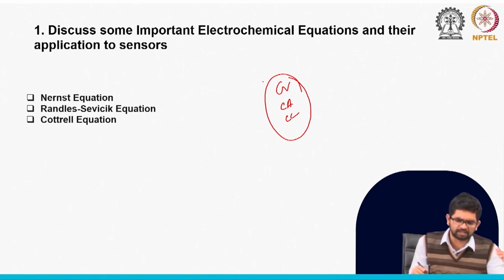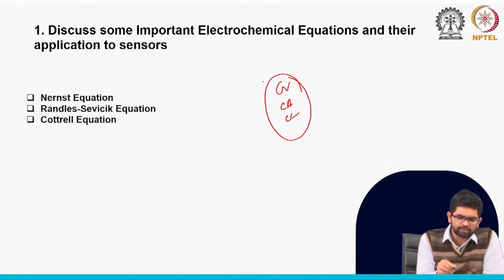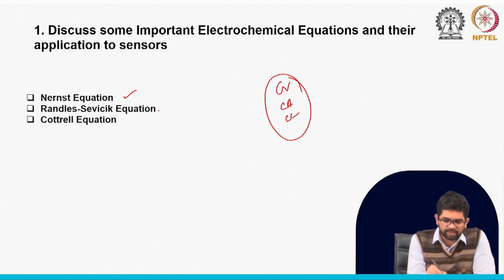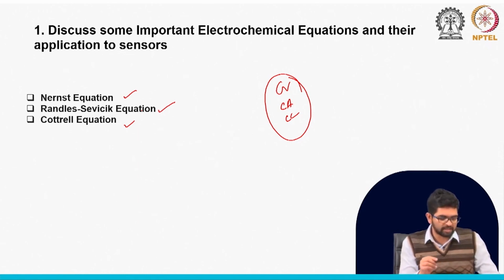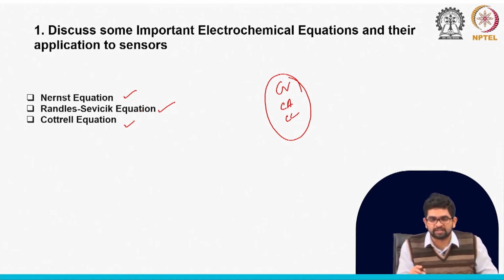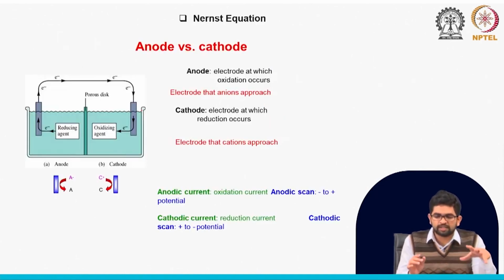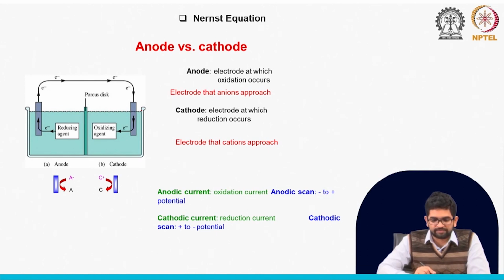But let me cover a little bit, our three equations. One is the Nernst equation, second is the Randles-Sevcik equation, and third the Cottrell equation. Don't worry, I am not going to teach you all the mathematical details. Just try to understand how we can use those equations to predict the output that you are getting from the biosensor applications. So first, let's cover the Nernst equation.